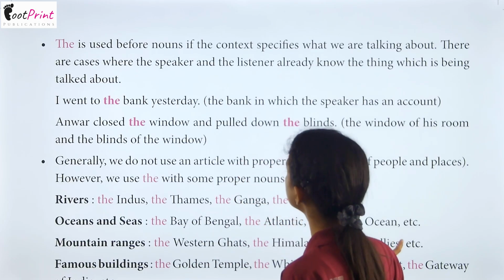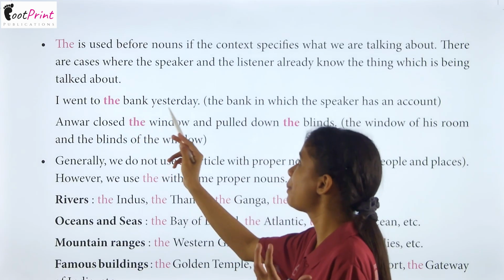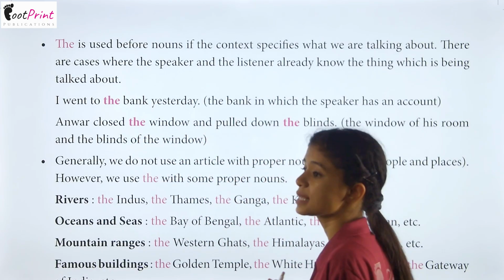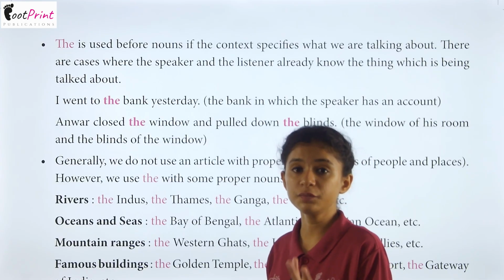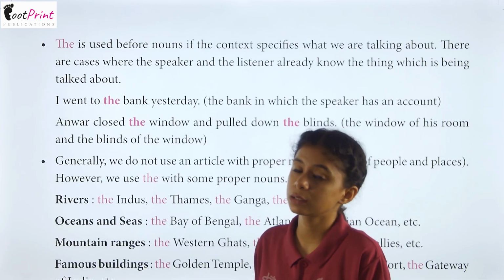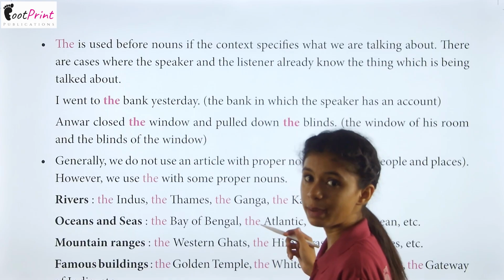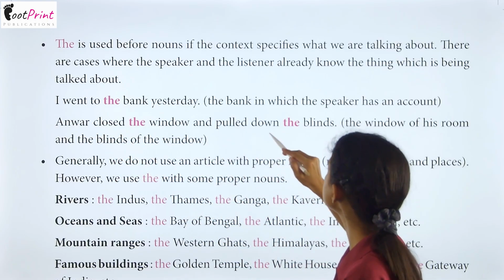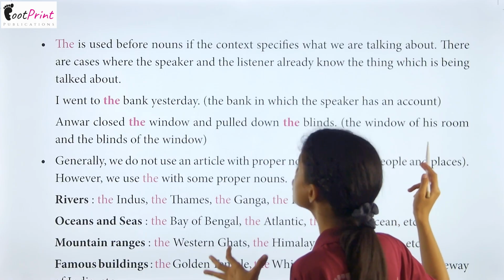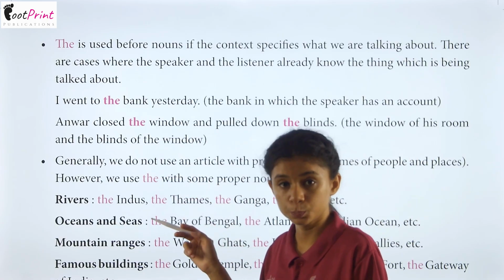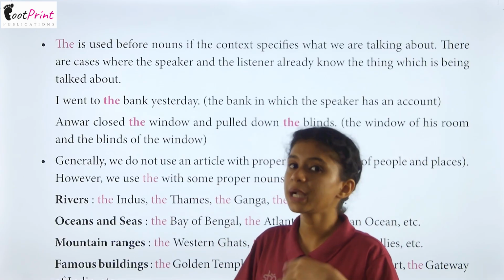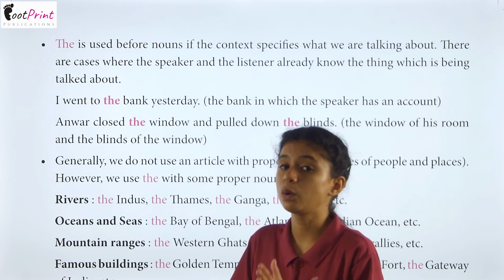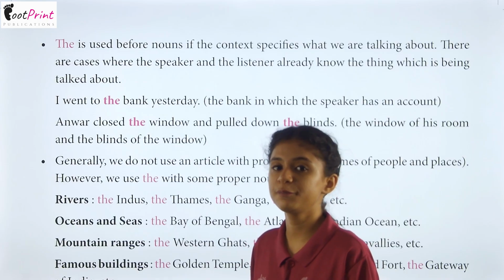Let us look at it with an example. I went to the bank yesterday. So the bank in which the speaker has an account. So here we are talking about a particular bank. So it is not any bank that I am talking about. Anwar closed the window and pulled down the blinds, the window of his room and the blinds of the window. So the speaker and the listener already know which window they are talking about, and the blinds. So they have become definite for them.